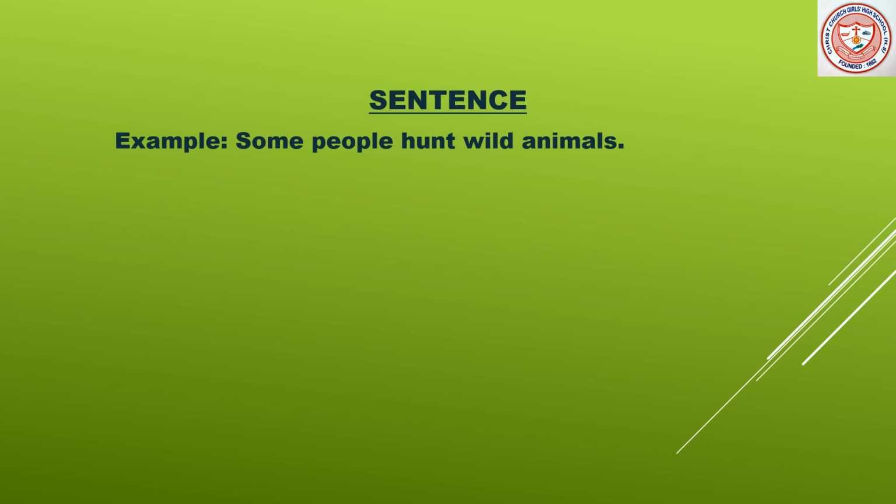Example: some people hunt wild animals. Here, we are able to find a group of words which is expressing an idea. So, this will be considered as a sentence. Next example: the earth revolves around the sun. You all know that this is a universal truth, and here you can follow that there is a group of words which is expressing an idea through this particular line.